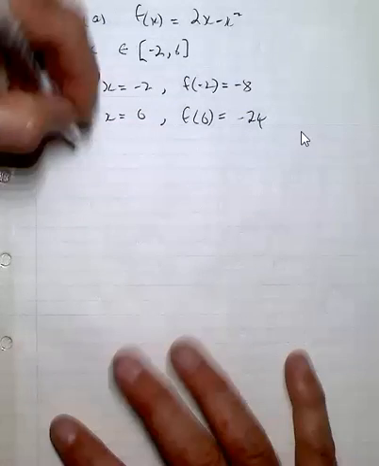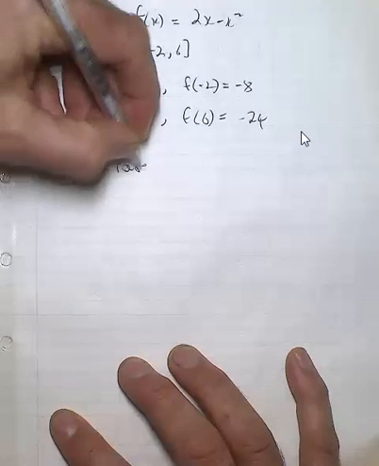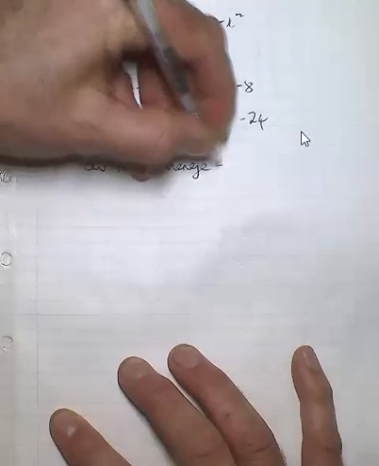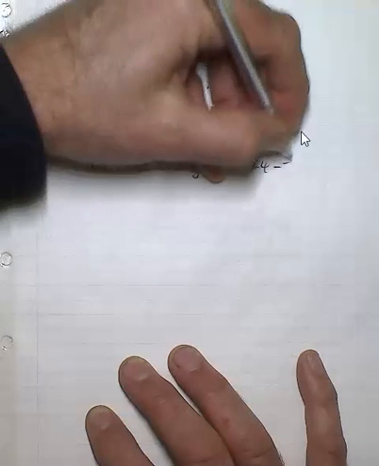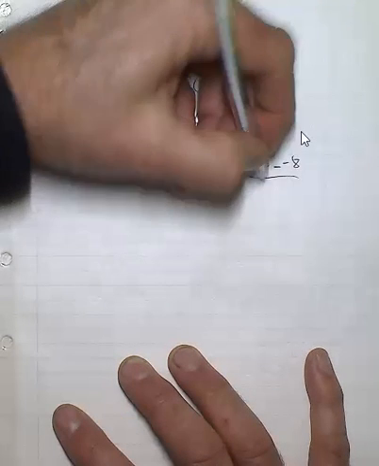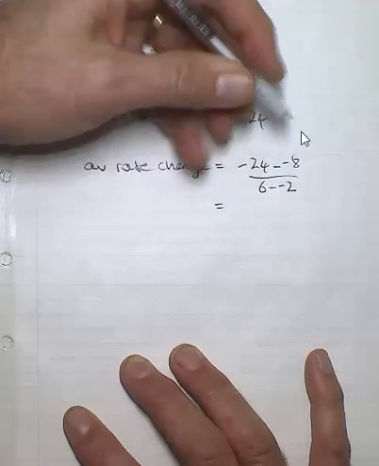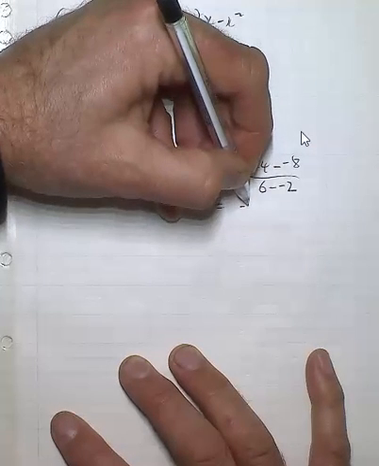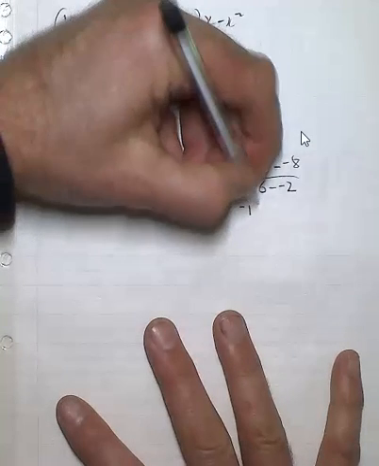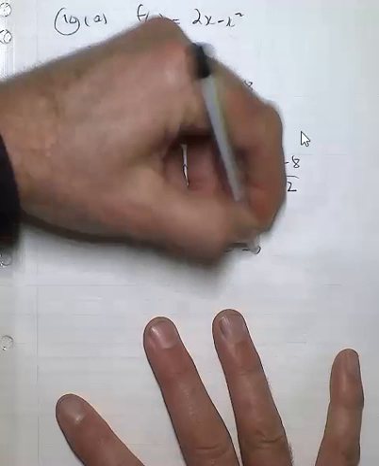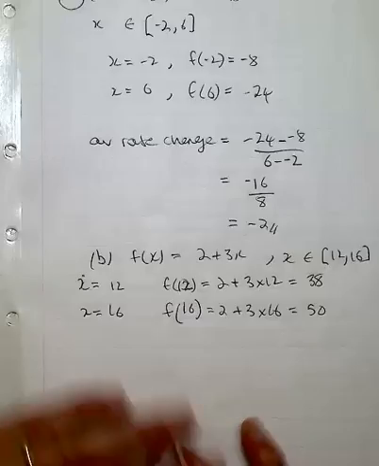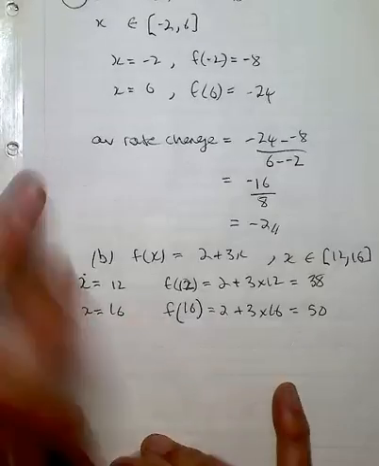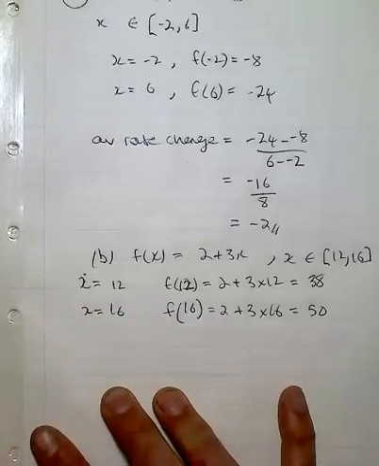So the average rate of change, now you can see that's a decrease, which is going to be -2 in that particular problem. Moving along to B, and this is a linear function, so I won't bother doing anything else.